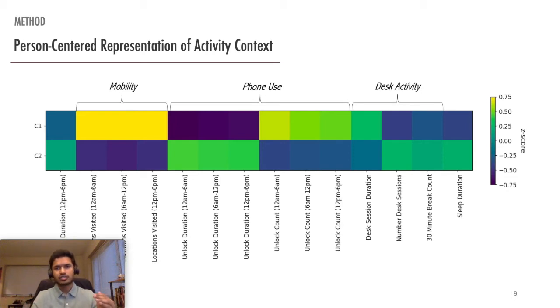Consider the activity cluster C2, which is the second row. This group shows batched phone use, which possibly implies lower interruptions and longer sessions on the phone. They also have transient desk dwelling, which means they spend more time away from their desk, which could indicate meetings. And they also have higher sleep in comparison to the other cluster.